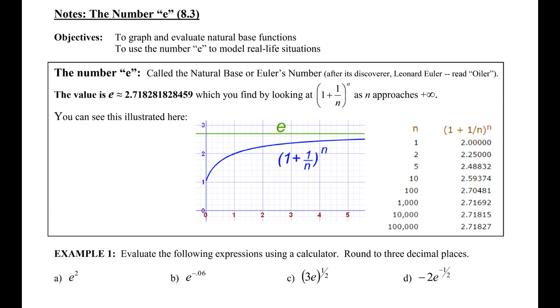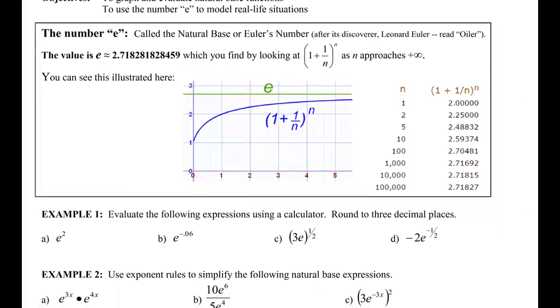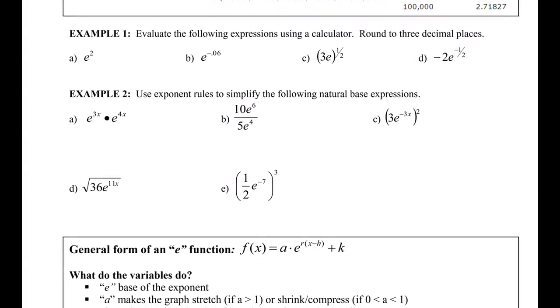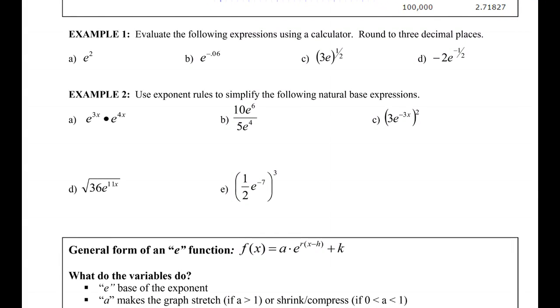For example 1, you're going to evaluate the following expressions using a calculator, rounding your answer to 3 decimal places. You're looking for the little e on your calculator. It is usually found by hitting the second key first. If you type e raised to a power, so you're using the caret key, of 2, you should be getting a value of 7.389.